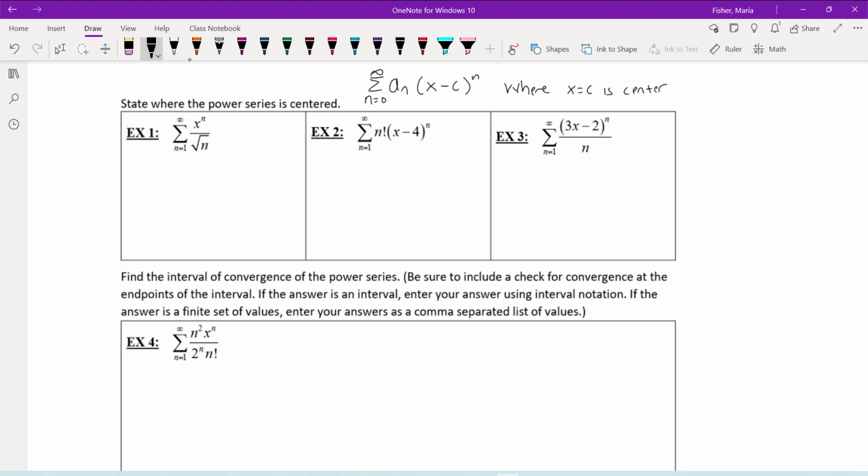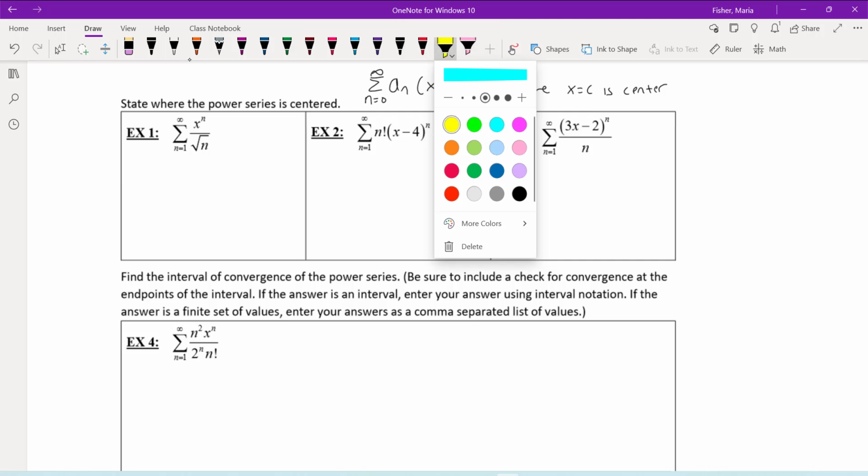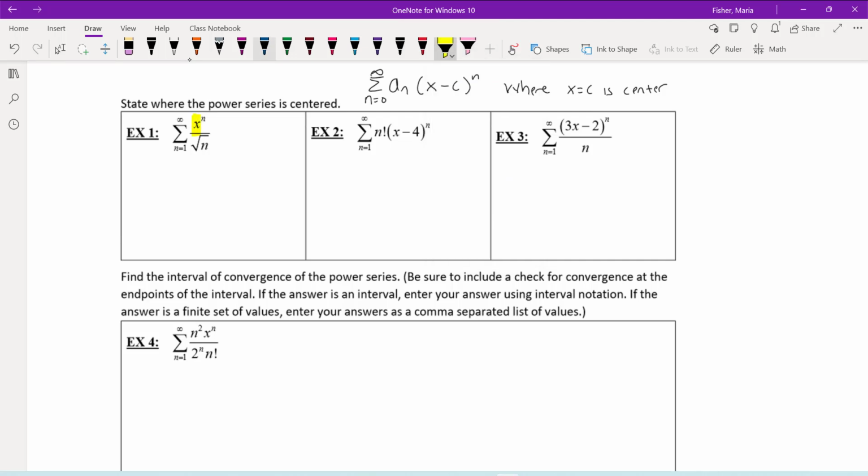So how do I determine the center of the power series? Well, you look at your x value. So if I look at this first one, I just have an x. I have to set whatever that x is, or whatever's with that x, equal to 0 and solve for x. I am already solved for x, therefore I know that I'm going to be centered at 0. What about my next one? Well, I have an x minus 4 to the n. So I set that x minus 4 equal to 0. I solve for x, and I get x equals 4. That means that I'm going to be centered at 4.